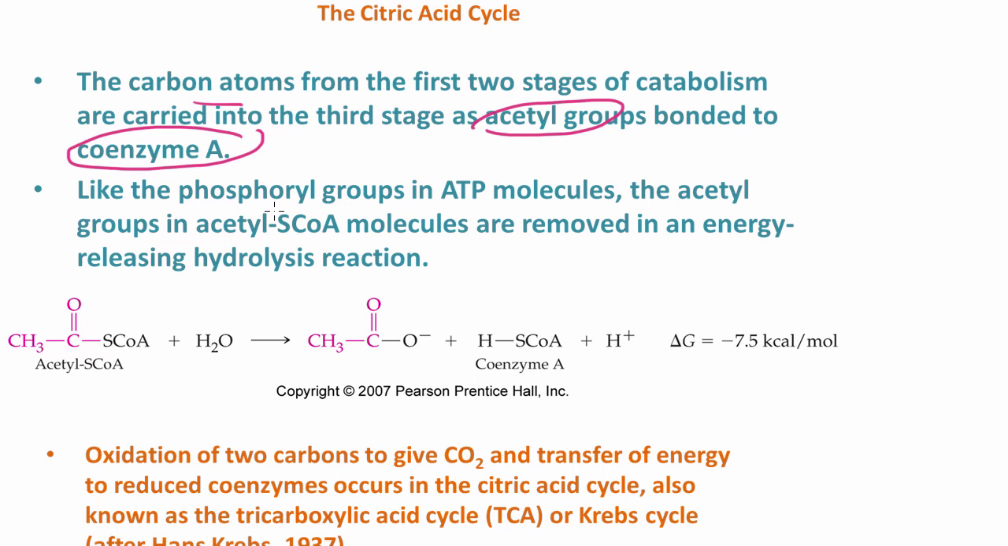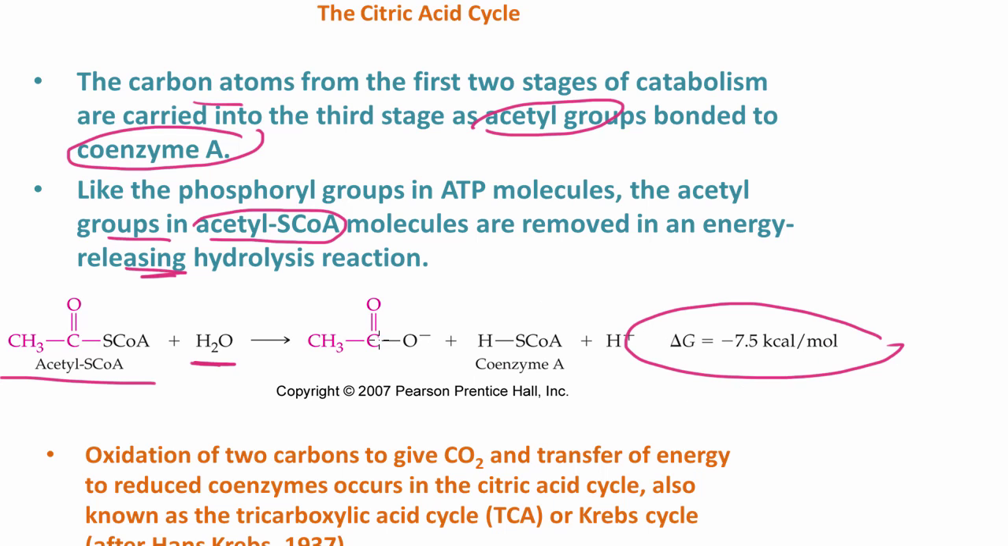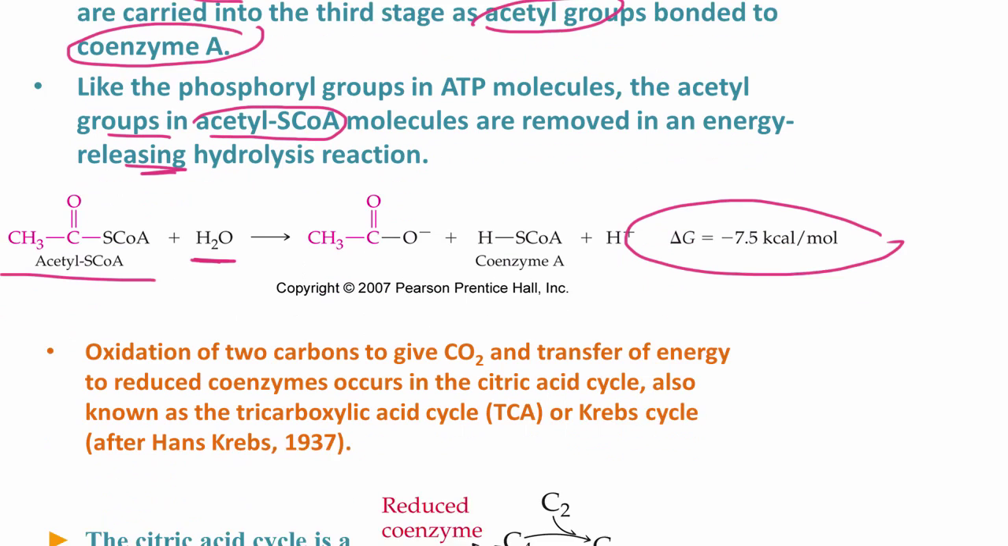Now, remember what I told you about the phosphoryl groups and ATP molecules. When they're removed, there's a lot of energy released, okay? And that's due to that hydrolysis reaction. Well, it also turns out that the acetyl groups carried by coenzyme A are removed in an energy-releasing hydrolysis reaction. So we have acetyl coenzyme A, there is our water, okay? And we see that energy is released, in fact, quite a bit of it, negative 7.5 kilocalories per mole. So this is an energy-releasing hydrolysis reaction.